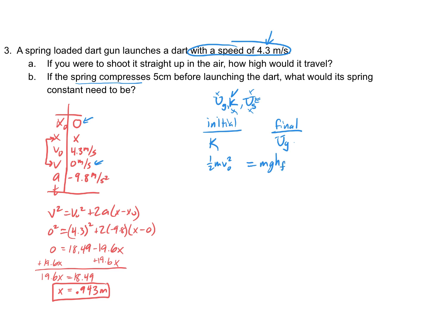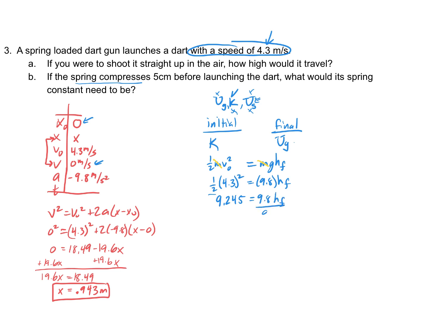And just like the other two, we're going to divide by m. The m is going to cancel out, and we'll be left with 1/2 times the initial velocity, which was 4.3 squared, which is going to equal 9.8 times hf. That 4.3 squared, remember, was 18.49, and I'm going to multiply that by 1/2, so I'm going to have 9.245, which is going to be equal to 9.8 times the final height.